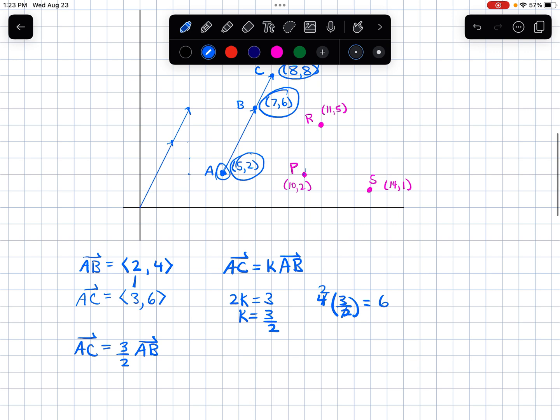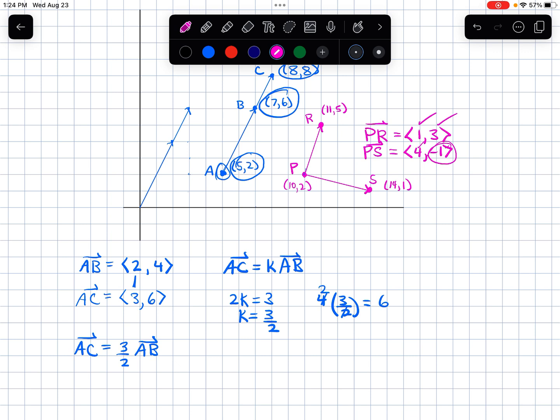Now you can see here with the pink ones, these points are not collinear. And in fact, if we were to make vectors out of those, let's look at PR. PR is equal to 1, 3, right? And PS, now it's very important that we have the same initial point. With the same initial point, we've got 14 minus 10, that's 4, and 1 minus 2 is negative 1. Well, you can see clearly there's no one number I can multiply one of these vectors by to get the other. For one thing, I've got a negative here, and a positive 1 and a positive 3. I'm not going to multiply that by some number and get a positive 4 and a negative 1. So these points are not collinear.